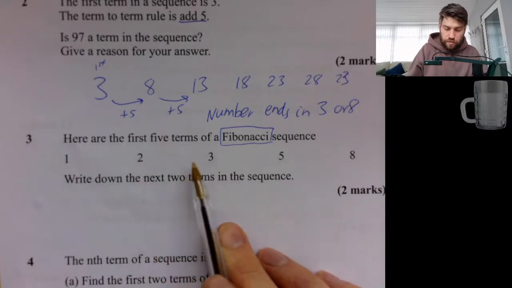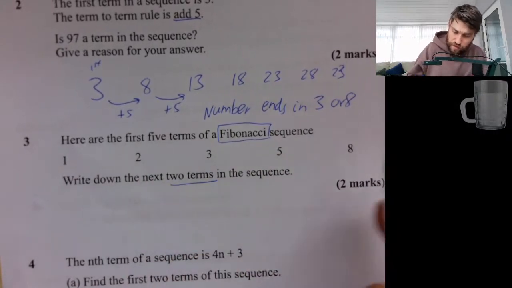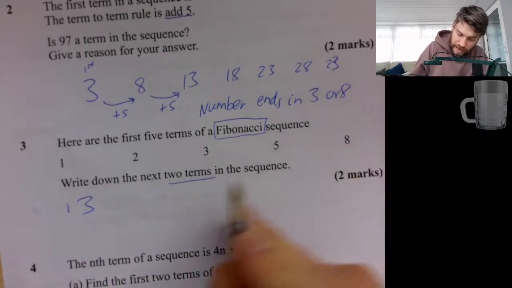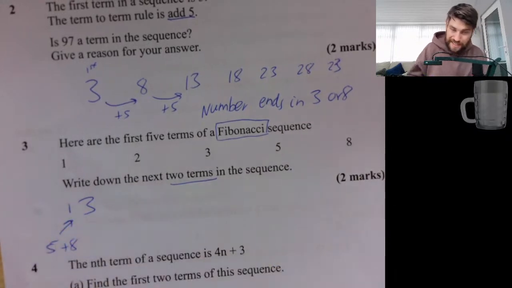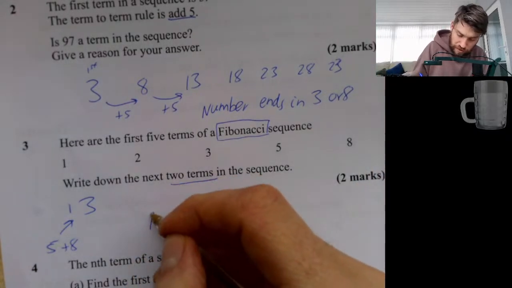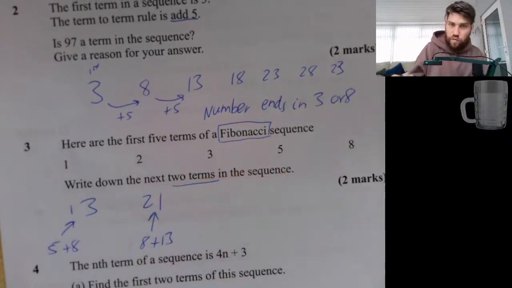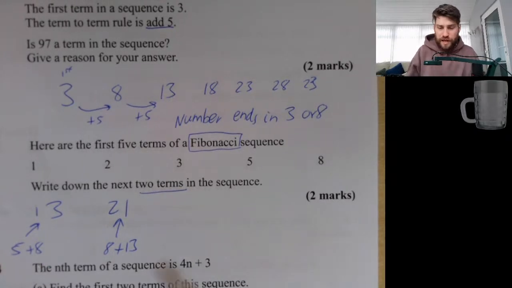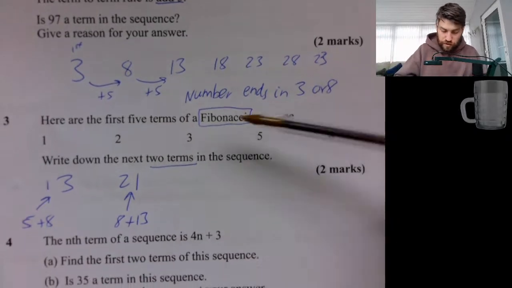So 1 plus 2 is 3, 2 plus 3 is 5, 5 plus 3 is 8, and so on. So the next 2 terms, I do 5 plus 8 is 13, and then it'll be 8 plus 13. So to get that one, that was 5 plus 8. And to get the next one, you'll be doing 8 plus 13, which is 21. And that's it. 2 marks. So you get a mark for each one you get. Same with these ones. You only get a mark for spotting the pattern or one of the numbers it wants.